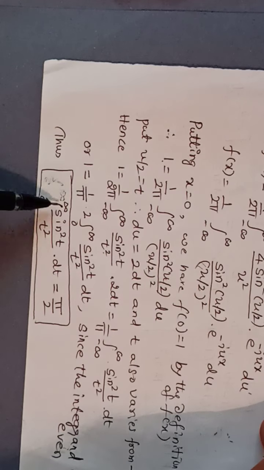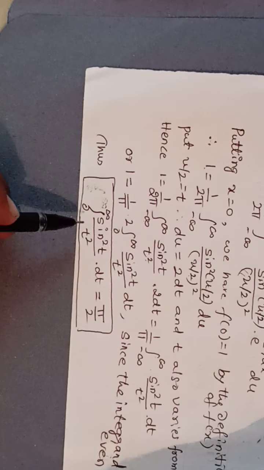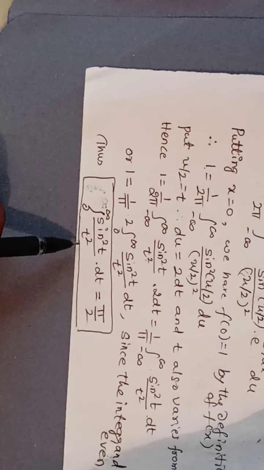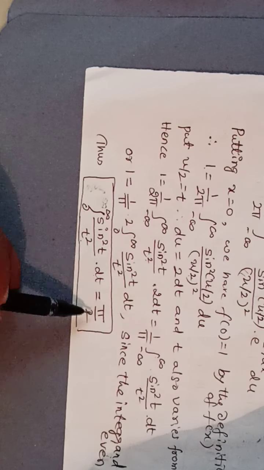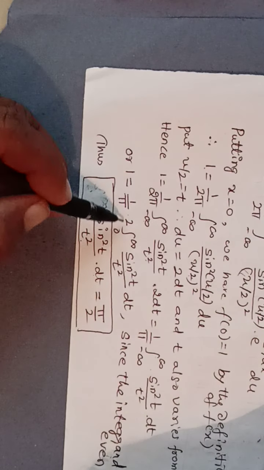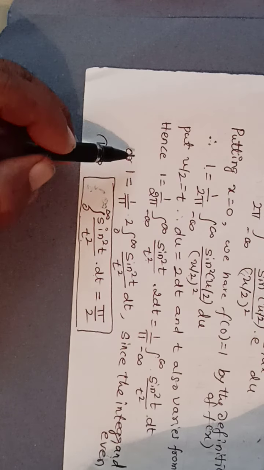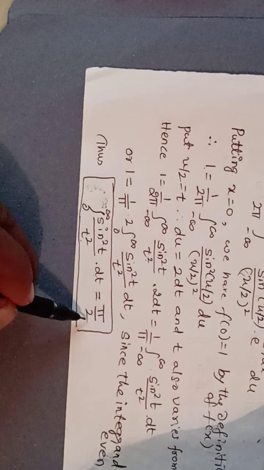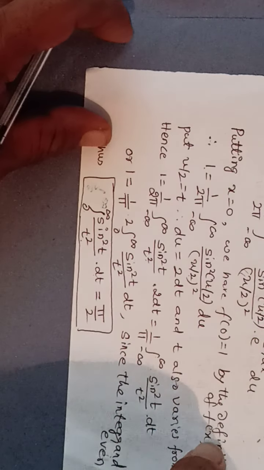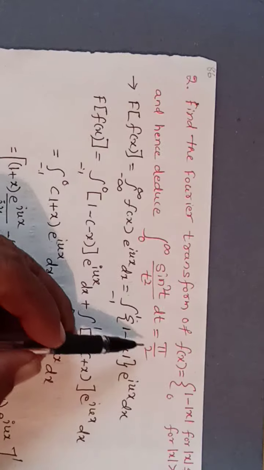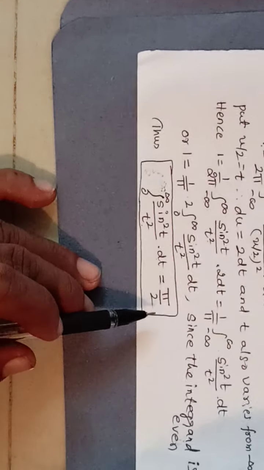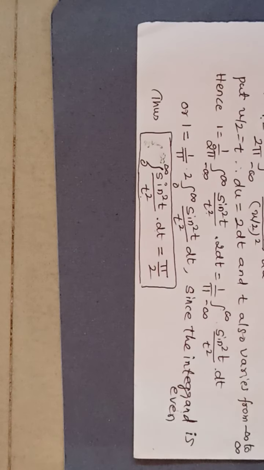Thus integration 0 to infinity sin square t divided by t square dt is equals to, cross multiplication, 2 by pi is there, if you cross multiply it becomes pi by 2. So it is pi by 2, and we got the answer. They ask to prove pi by 2. Here we got pi by 2. I hope you understood this problem.